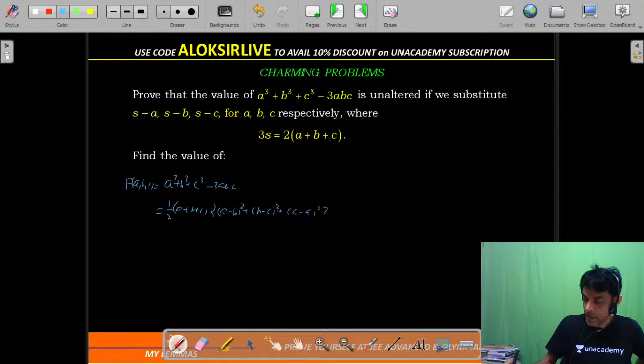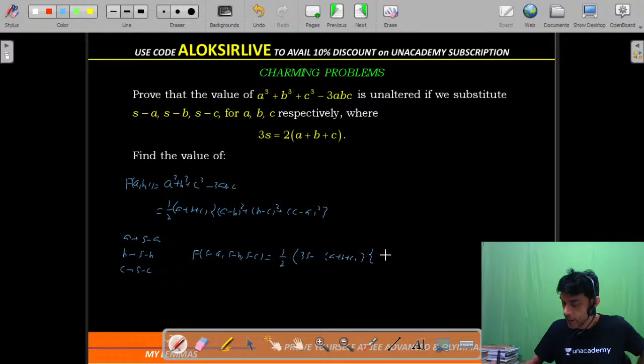This I used. So half times, now I'm saying replace a with s minus a, b with s minus b, and c with s minus c. So f of (s minus a, s minus b, s minus c) becomes half of, and see, this becomes 3s minus (a plus b plus c), because all are added. And here the differences remain the same, right? So this still remains the same, (a minus b) squared. This does not change, (c minus a) squared.